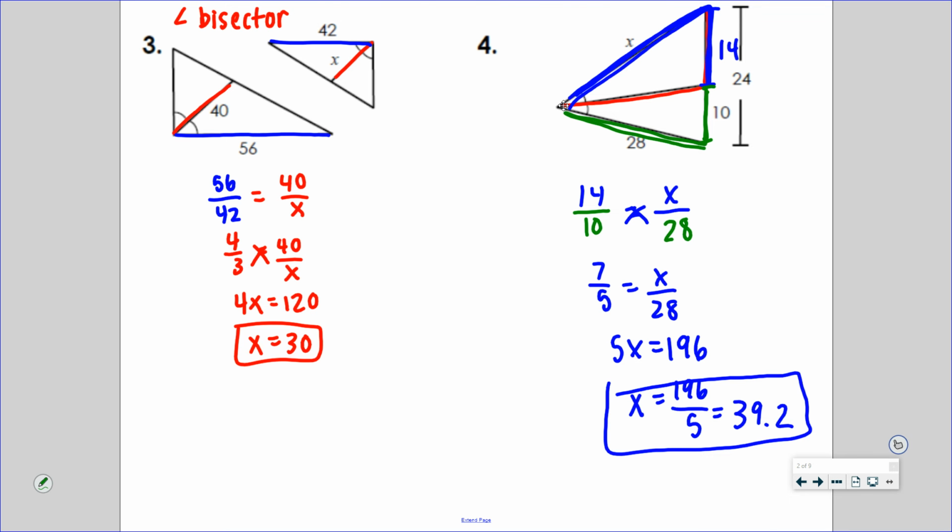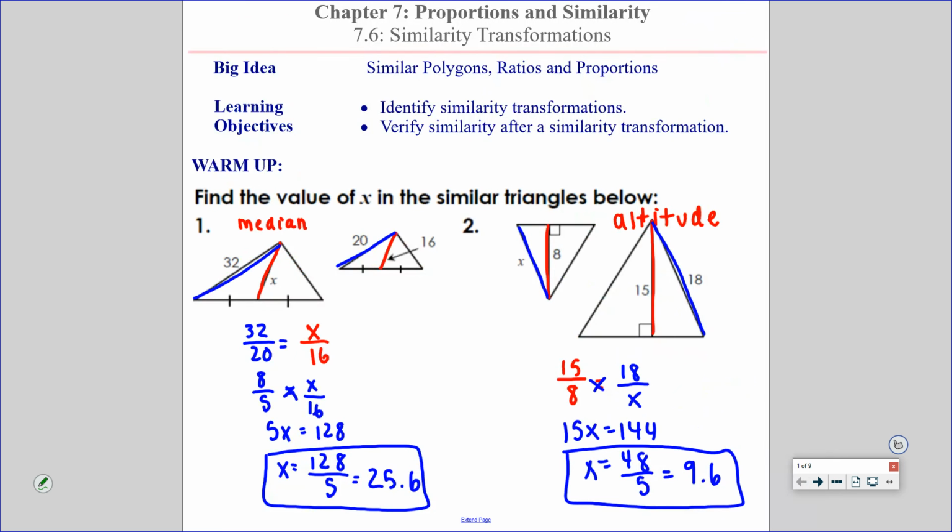If you looked at the title of this lesson, Similarity Transformations, we've talked about 3 types of transformations in previous chapters, but they were congruency transformations. Can anyone list or give me one of the 3 transformations we talked about?